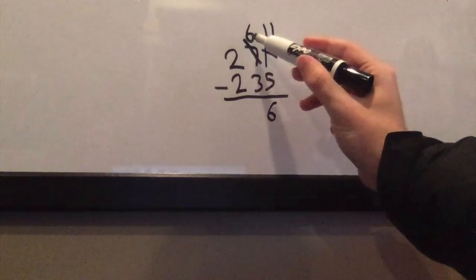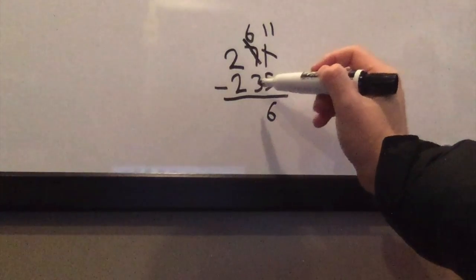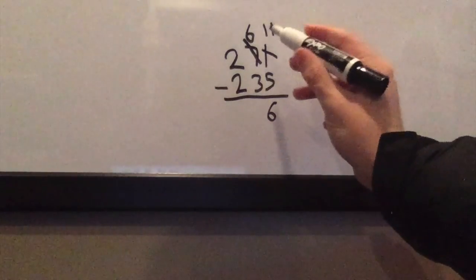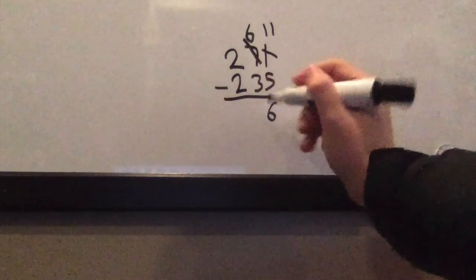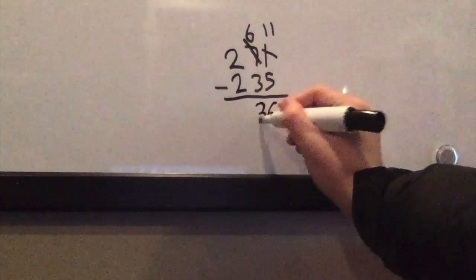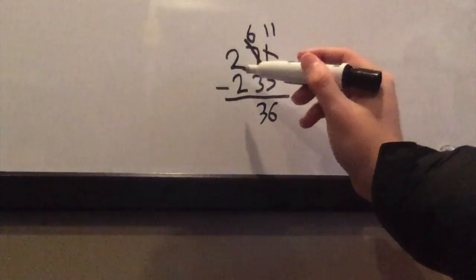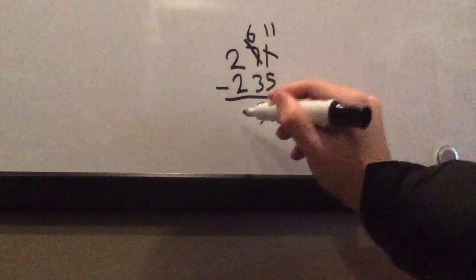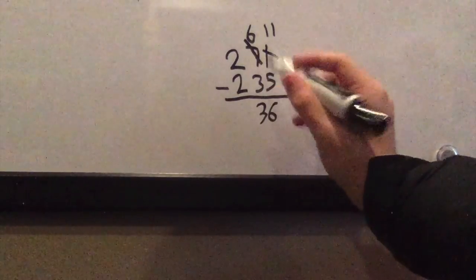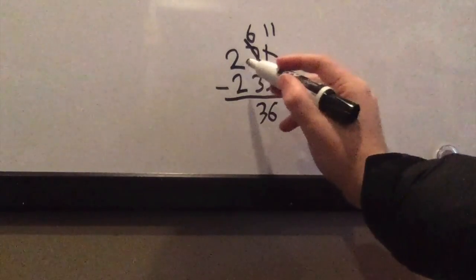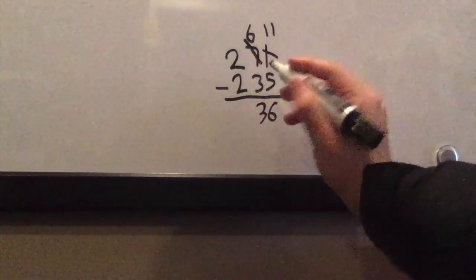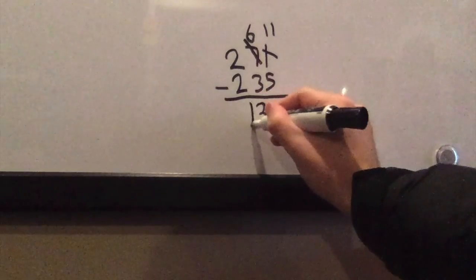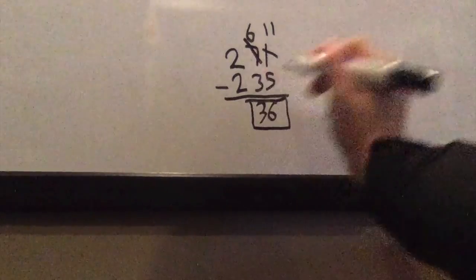Is there more on the top or the bottom? There's more on the top, right? So we would do 6 minus 3 equals 3. And then with these 2's, since there's a 2 here and a 2 here, we know that's going to equal 0. So we know that 271 minus 235 is going to equal 36.